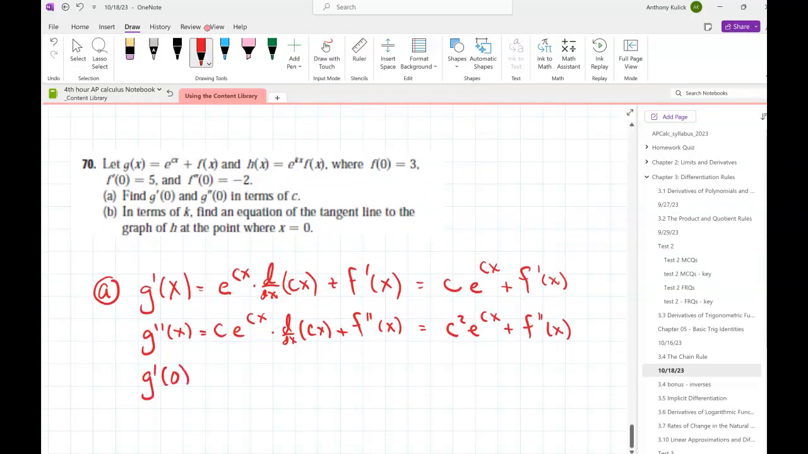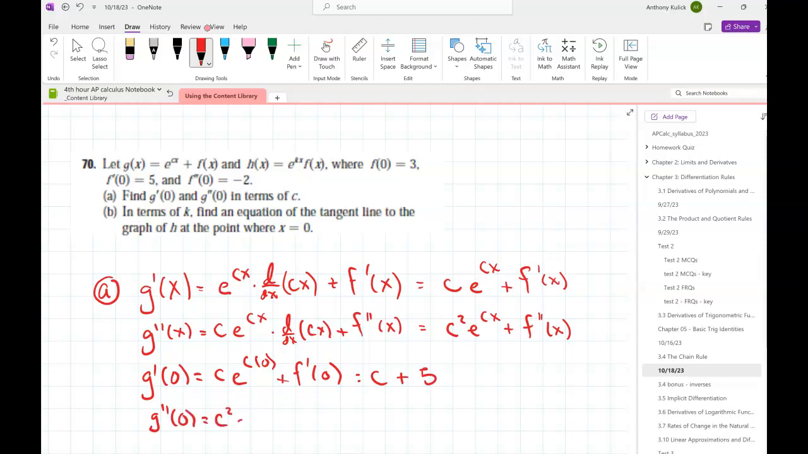So yes, g prime of 0 is going to be c e to the c times 0 plus f prime of 0. So c times 0 is 0 and e to the 0 is 1. So I just have c. And we're told that f prime of 0 is 5.